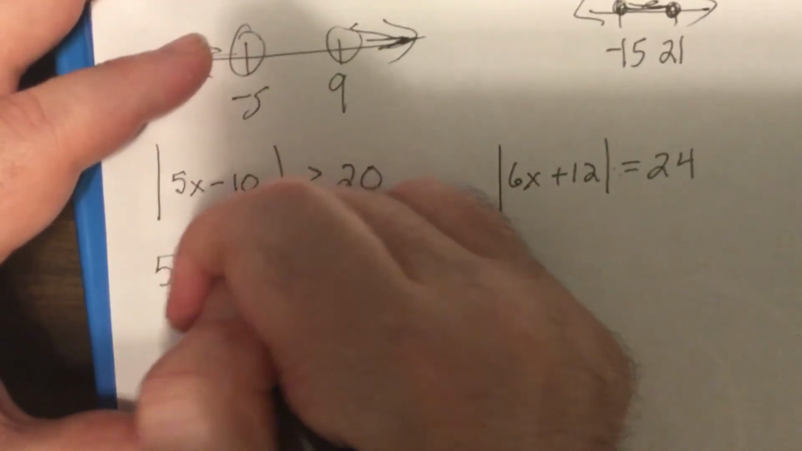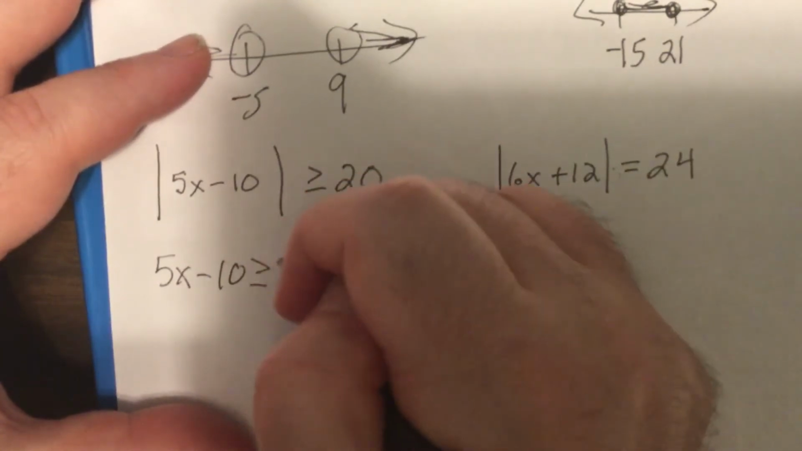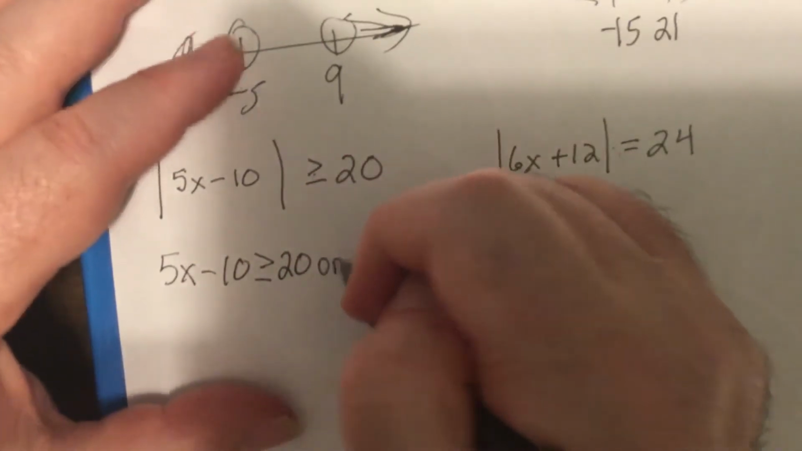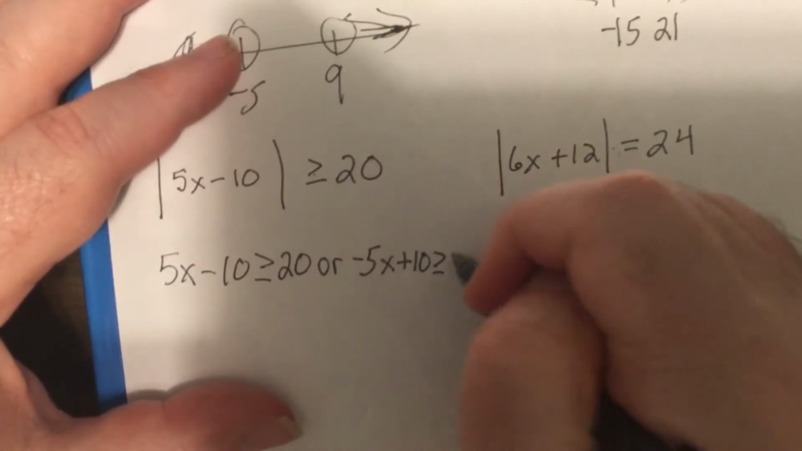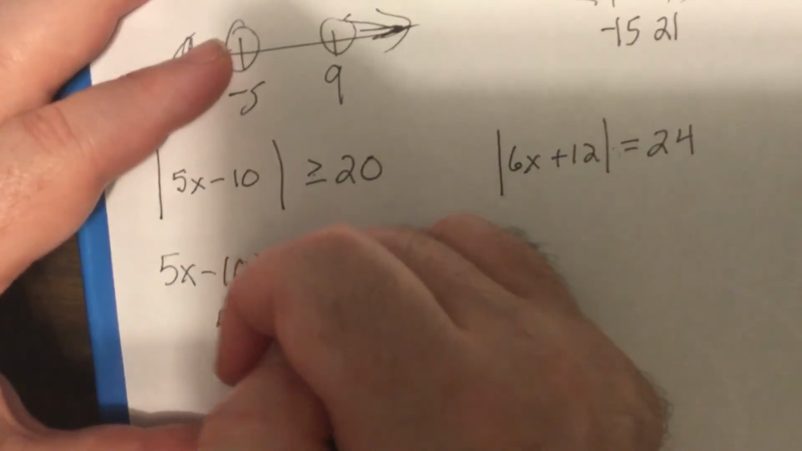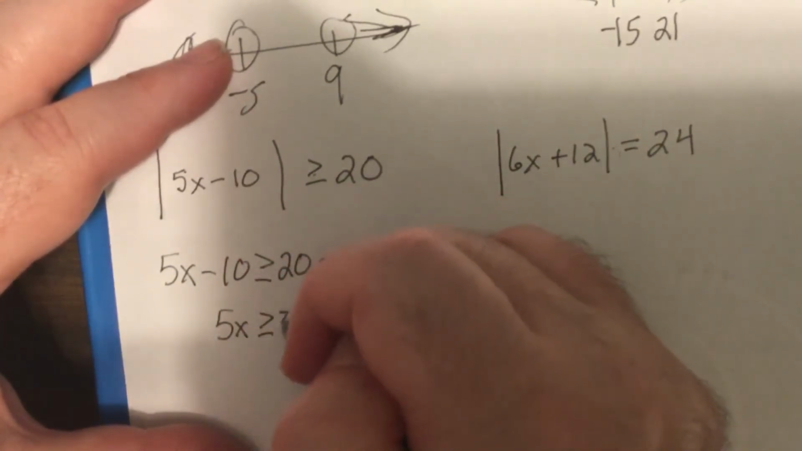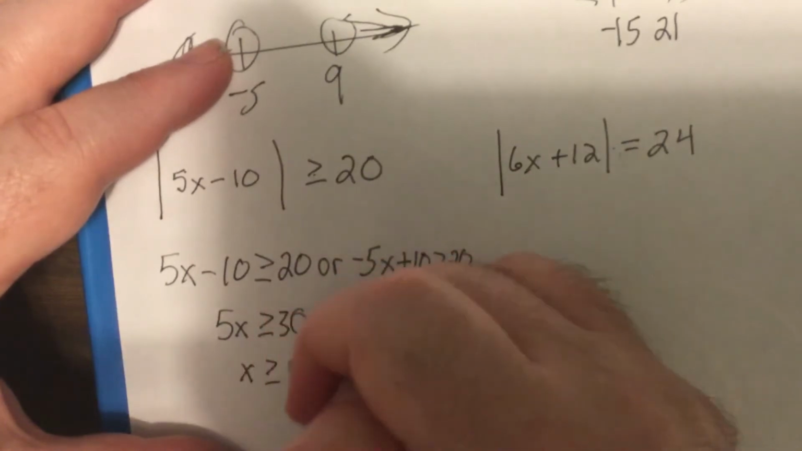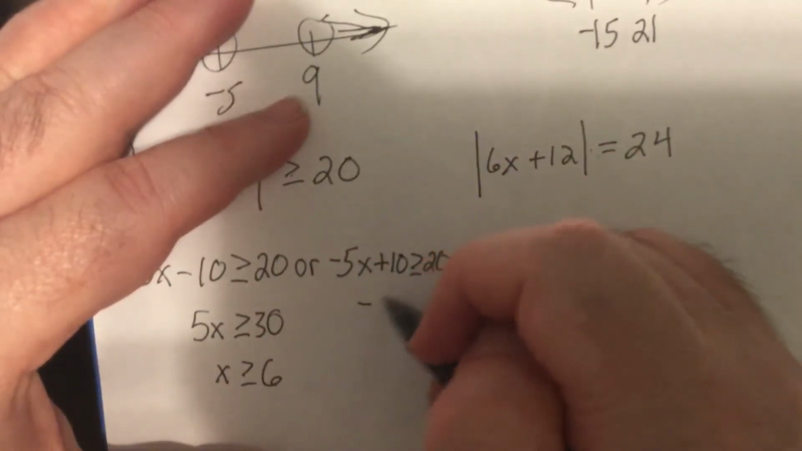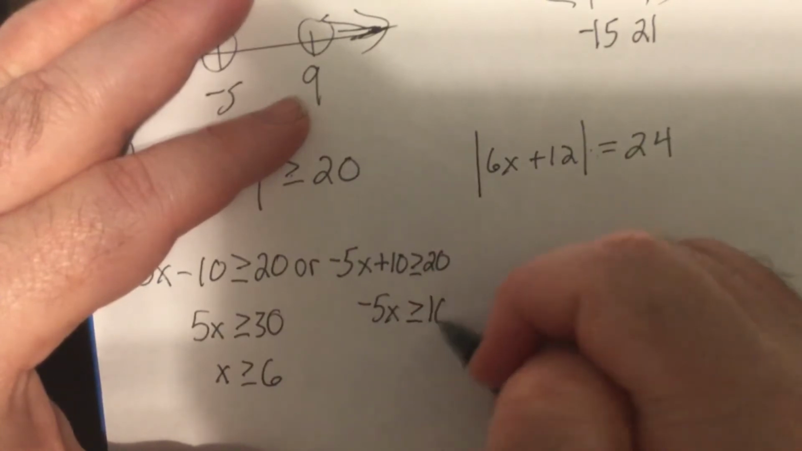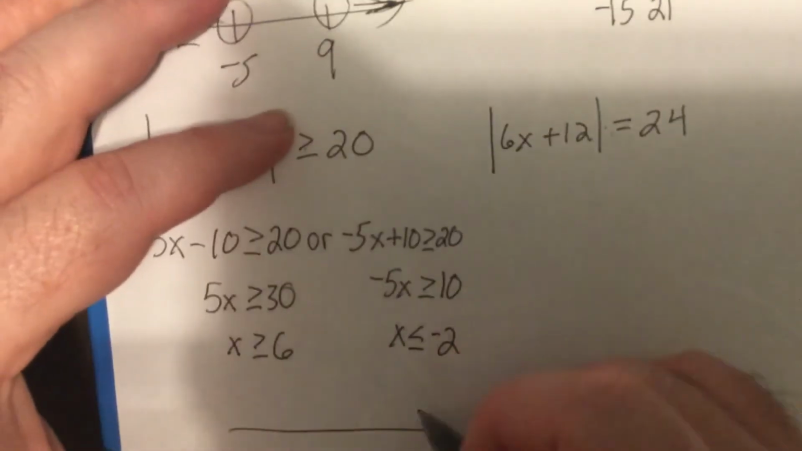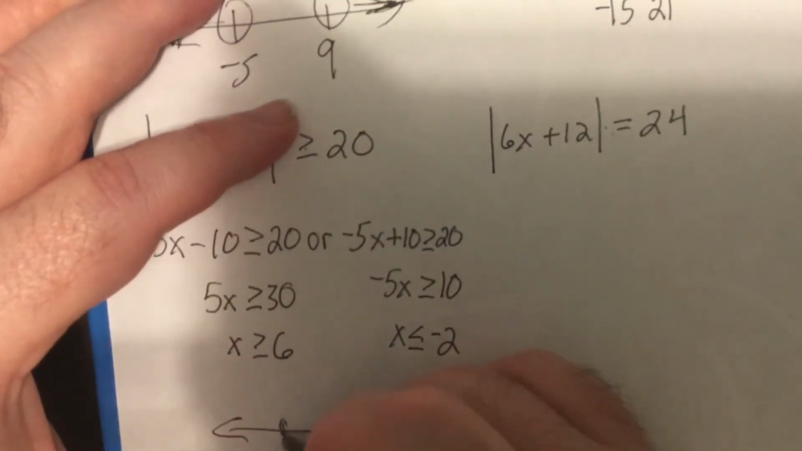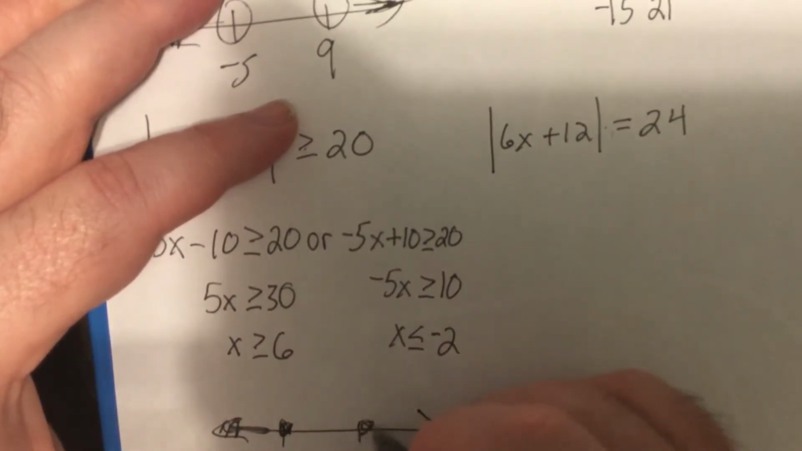Okay, so 5x minus 10 is greater than or equal to 20, or the opposite. See, I'm saving a step there, just taking the opposite right away. So I'm going to add 10. Divide by 5. Here's subtract 10. Divide by negative 5.